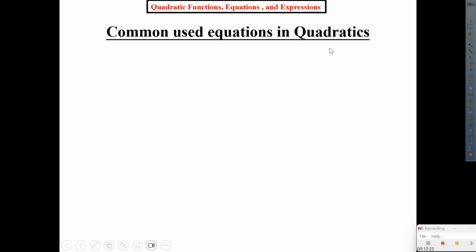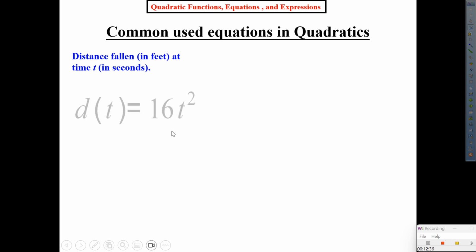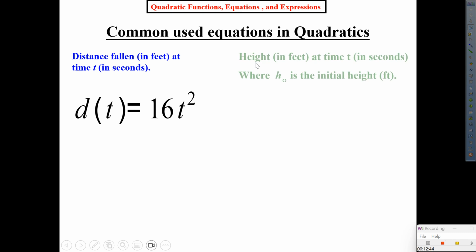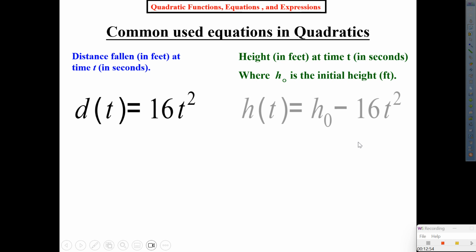How about quadratic? Distance fallen in feet in t seconds. Do that in blue on the left side. d of t equals 16t squared. And on the right side is a second formula known as height in feet at the time t in seconds, where h of 0 is the initial height in feet. If you want to copy that in green, that definition, here's the formula. h of t equals h of 0 minus 16t squared. Copy that. I'll give you some time.